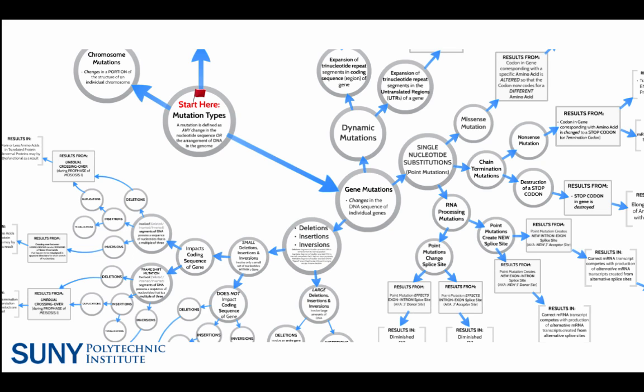This mind map is a screenshot from a Prezi presentation that organizes the different types of mutations. You may find it useful as you begin to explain the genetic mechanisms underlying the genetic disease you have chosen for your topic paper. The link to this Prezi presentation is in your notes.